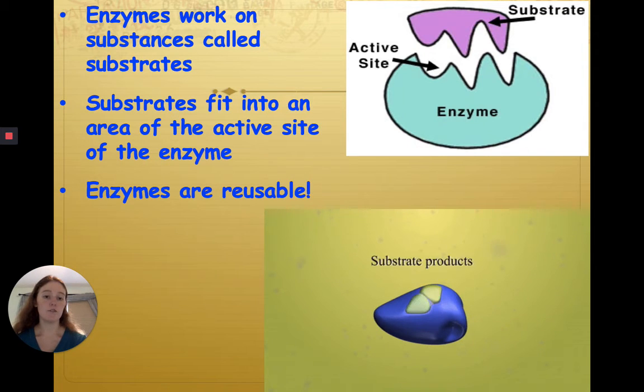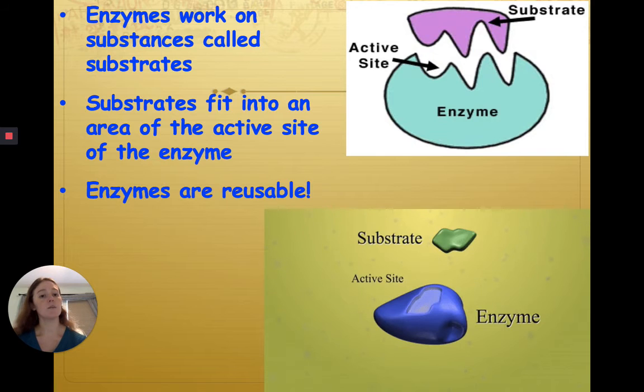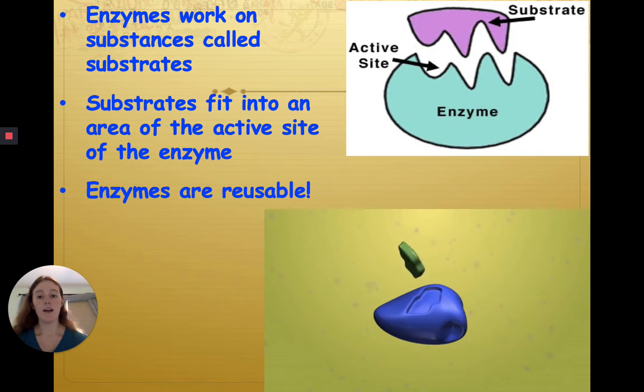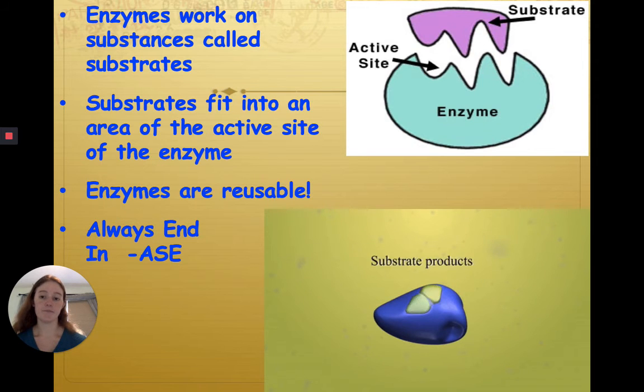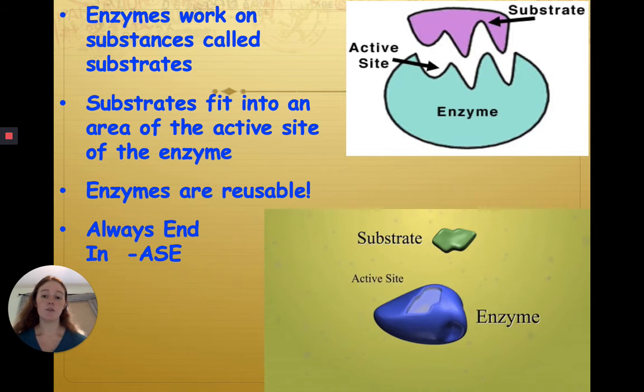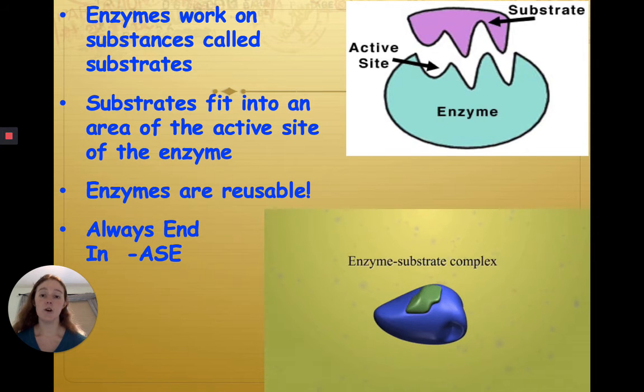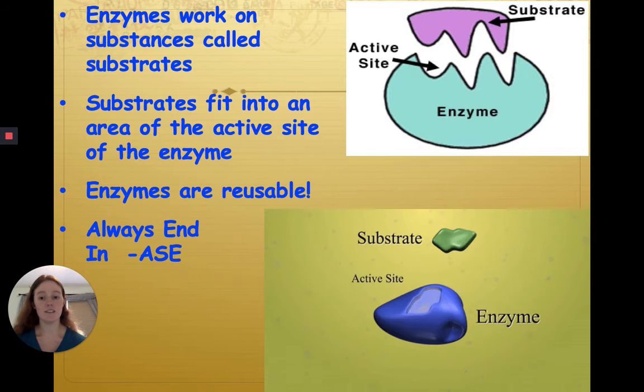Enzymes are reusable, so after it's used once, that substrate will then leave, and that enzyme will go out there and find a new substrate. Enzymes are always going to end in the 3 letters A, S, E. That's how you know that it is an enzyme. If it doesn't end in ASE, probably not an enzyme.